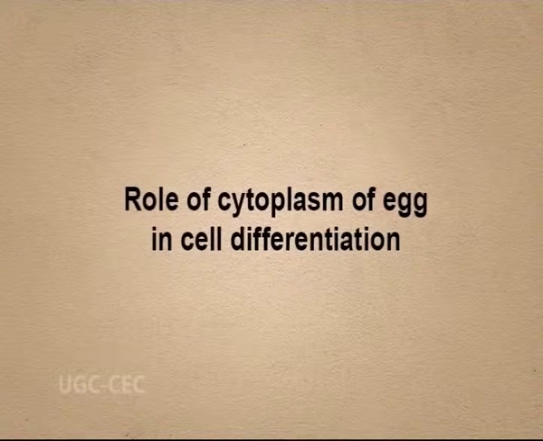Role of cytoplasm of egg in cell differentiation. Many experiments prove that there is no loss of genetic information during embryonic development, and initial differences between cells reside in the cytoplasm they inherit. The egg cytoplasm contains substances called cytoplasmic determinants that determine the fate of the cells.